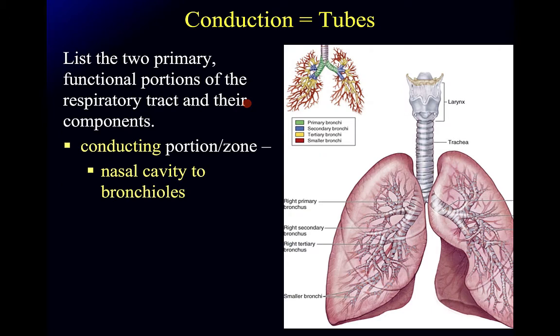So let's take a little bit of a look about how we do this with this respiratory system. We have two primary functional portions of the respiratory tract. We have what we call a conducting portion or conducting zone, which is basically the nasal cavities down to the bronchioles. We have portions of it here, and we can see that there are tubes. We have color changes here to go from our trachea to our primary bronchi, to our secondary bronchi, to our tertiary bronchi, to smaller bronchi, and eventually to bronchioles, which are going to have the alveoli branching off of them.